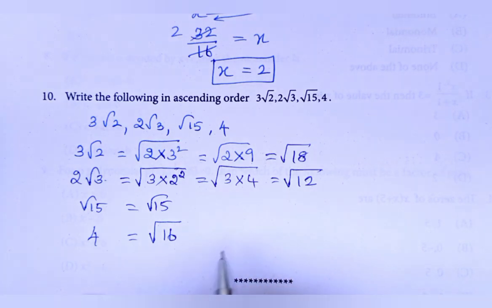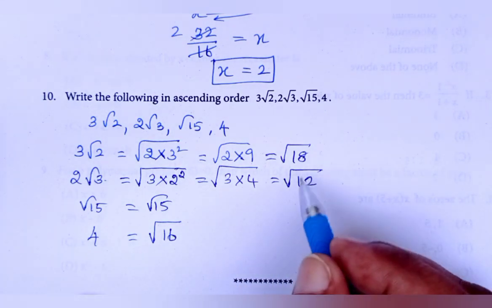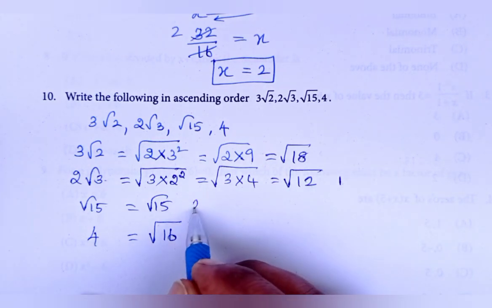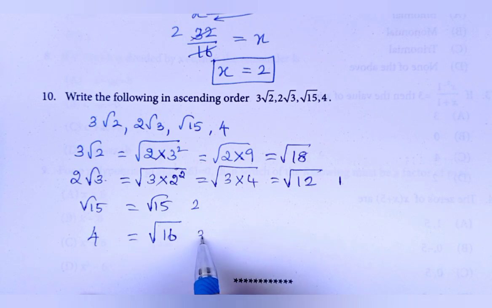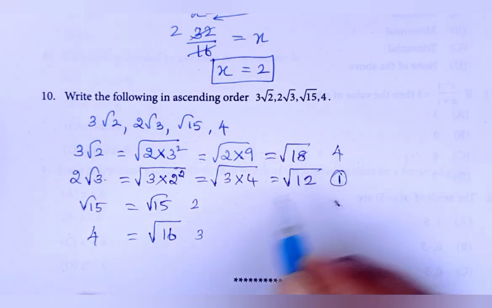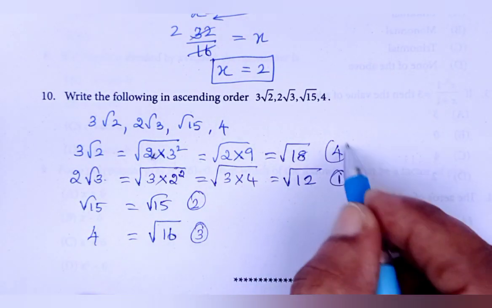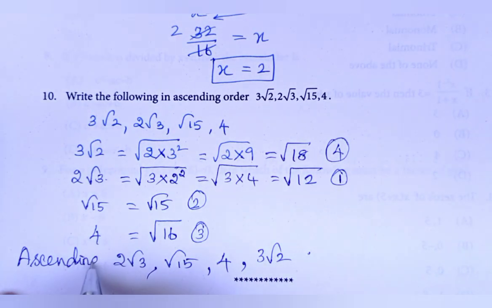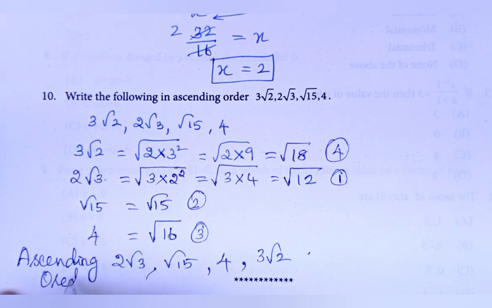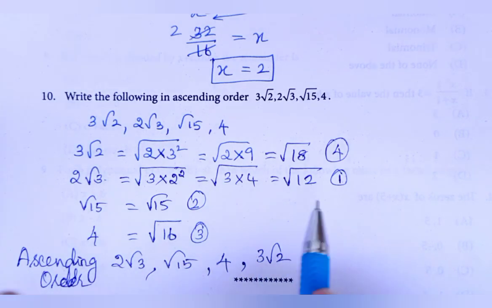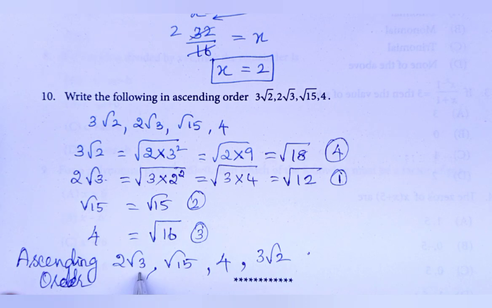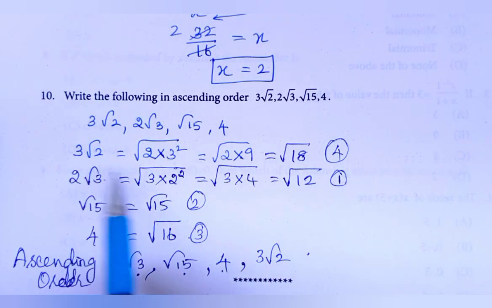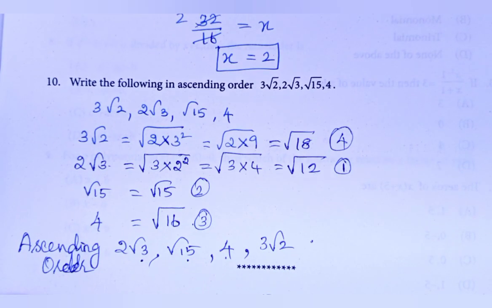Ascending order அப்படின்னா smaller to bigger னு தெரியும். Smallest is root 12. Next smaller is root 15. Next smaller is root 16 and then root 18. 1, 2, 3, 4. This is the arrangement. So ascending order is first 2 root 3, second root 15, third one this 4 and the fourth one is 3 root 2. Thank you children.